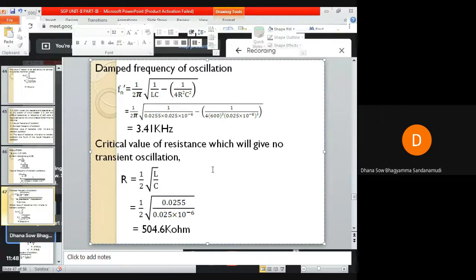The formula for that critical value of resistance for which transient oscillations will damp is R equal to 1 by 2 root L by C. You know L value and C value. So substitute in this formula R equal to 1 by 2 root L by C. You will get R as 504.6 ohms.